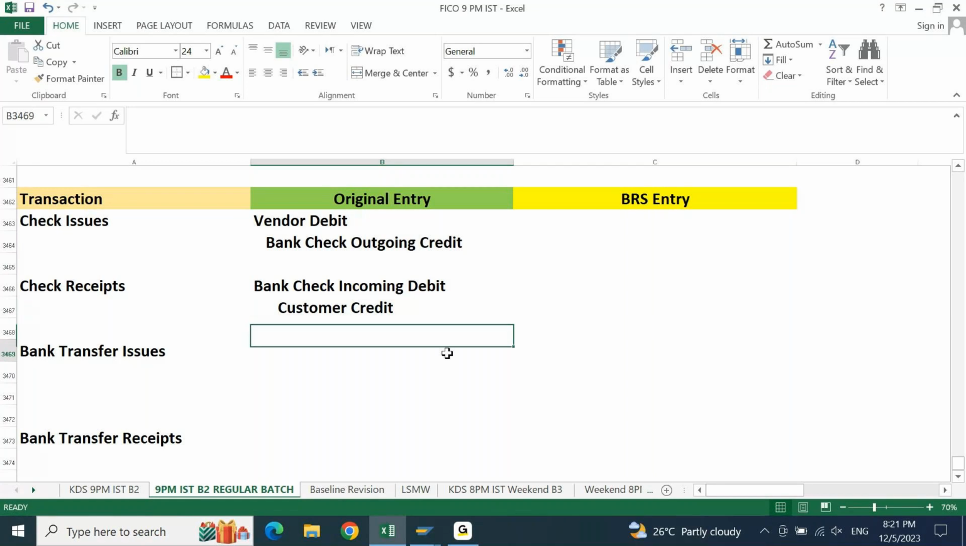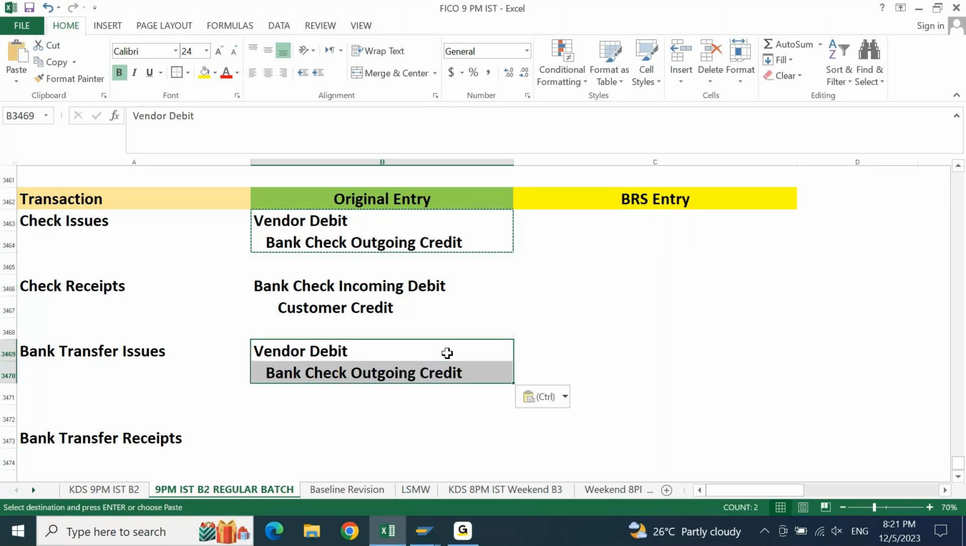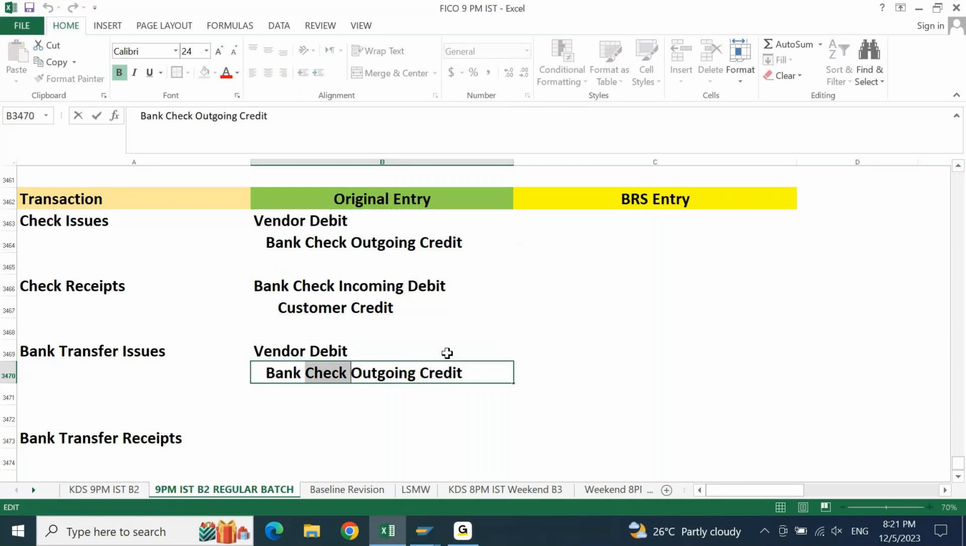Next one, whenever you are processing bank transfer issues, it is the same thing, same accounting entry. The nature of GL account will be different. In place of check outgoing, it will be bank transfer outgoing.